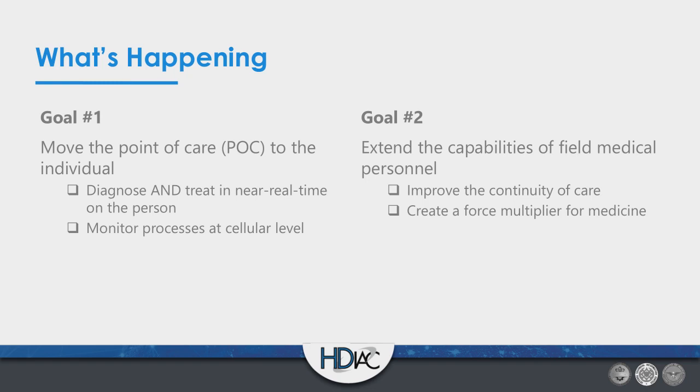So goal number one is that as things are getting smaller, sensors are becoming more sophisticated, and other sorts of networks are becoming more sophisticated, we're actually moving the point of care to the individual himself or herself, right? We're not just talking about having battalion aid stations and things that are closer and closer to the initial site of injury, but actually having diagnostic devices and ways to treat a warfighter and monitor them on their own body themselves. And a lot of this has to do with how we're able to monitor processes happening at the cellular level in real time or near real time.